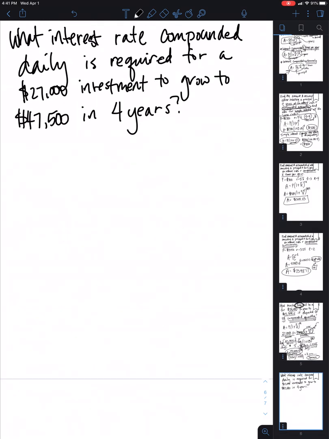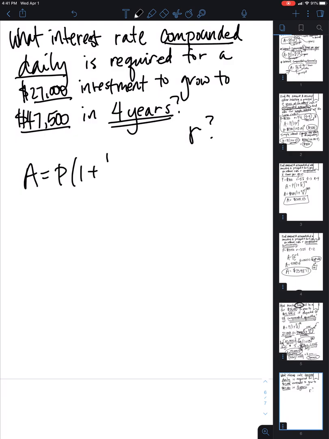Okay, last question. What interest rate compounded daily, so that I know what equation I want to use now, is required for a $27,000 investment to grow to $47,500 in 4 years? So I'm looking for R. Okay, so let's write out the equation that we know we're going to use. All right, and then we're just going to fill in all of our information. And we're going to do it just like the last problem.